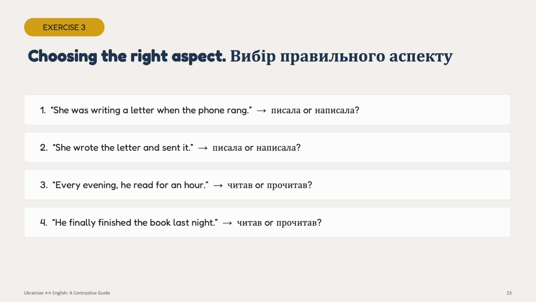Okay, so Ellison, what would you choose? Писала or написала? I'd go for писала. Okay. Because she didn't finish writing the letter. She was interrupted. Okay. So this is your classic past continuous with an interruption. Yeah, you're correct. She was distracted during her process of writing.